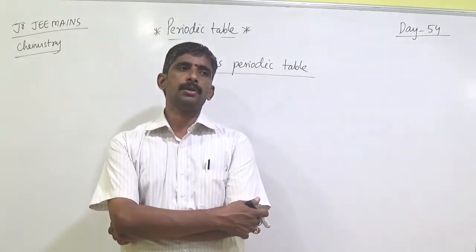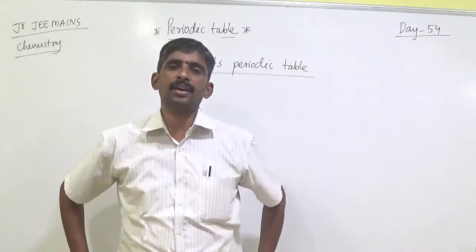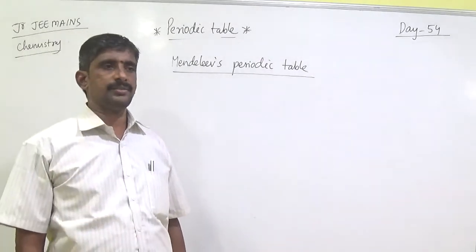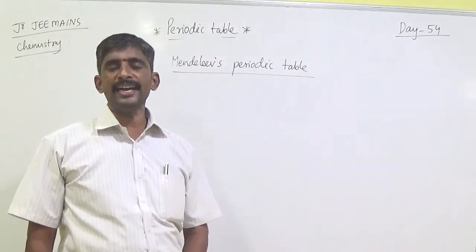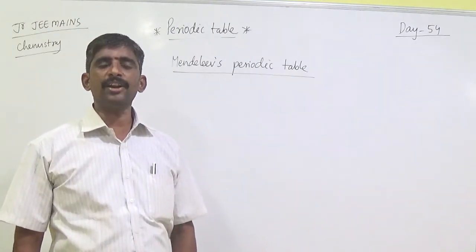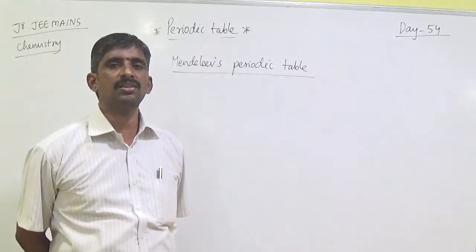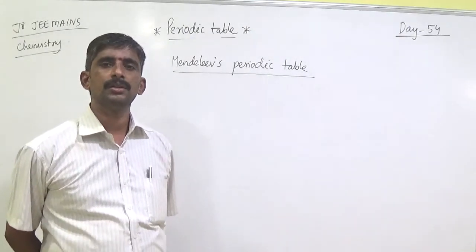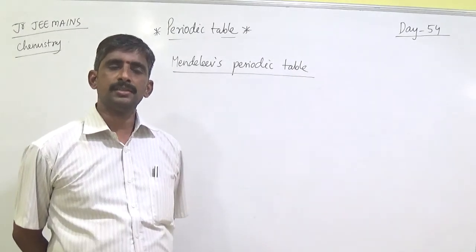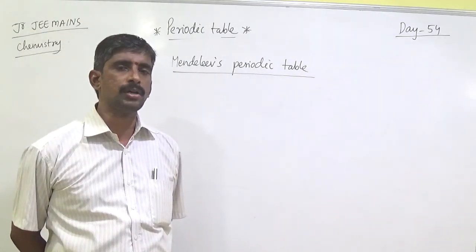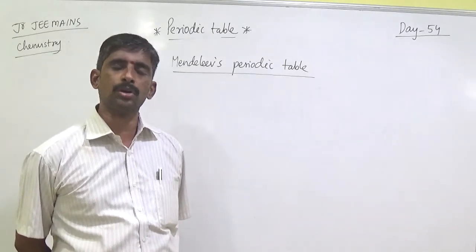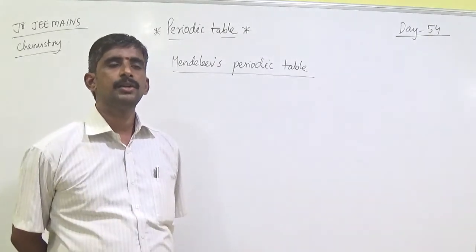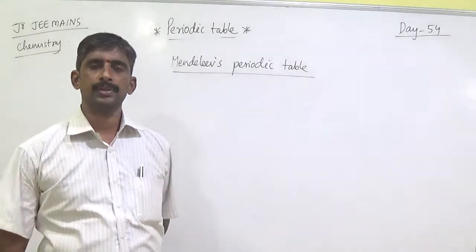Generally, in the periodic table, horizontal rows are called periods and vertical columns are called groups. The Mendeleev periodic table contains groups 0 to 8, totally 9 groups, and 7 periods. The first 3 periods are called short periods. The remaining periods are called long periods. Except groups 0 and 8, the remaining groups contain 2 subgroups, A and B subgroups.